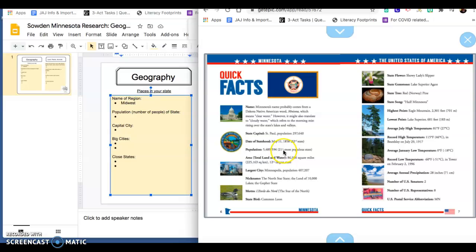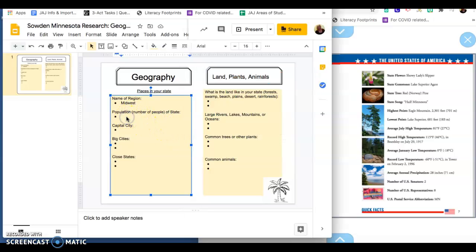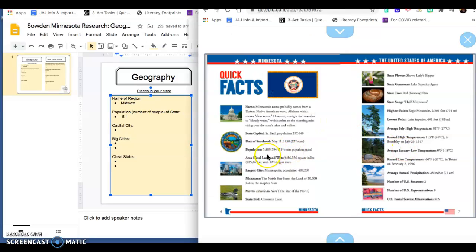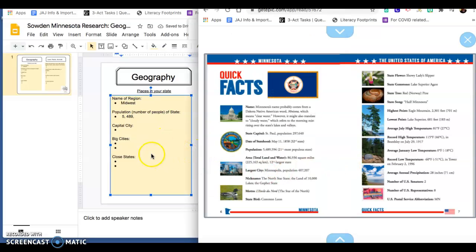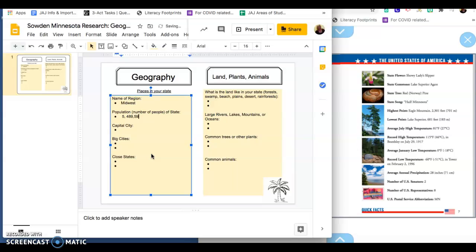So these numbers are 10 years old, but the state's population is right here, and it's 5,489,594. And so I'm going to put that in there. 5,489,000. It's a big number, and 594.